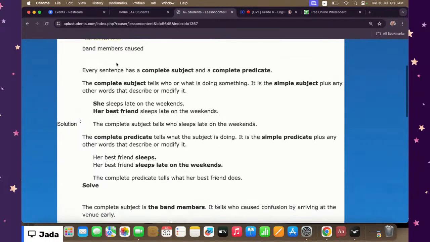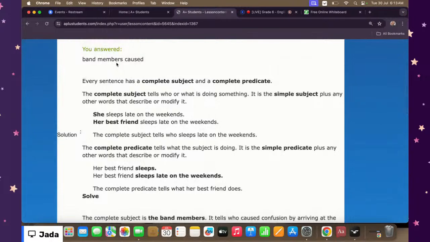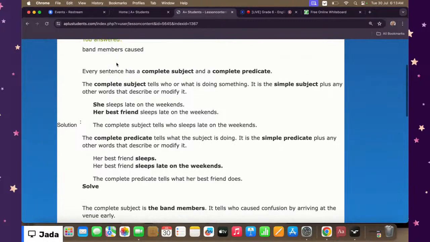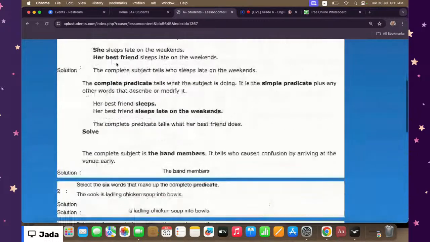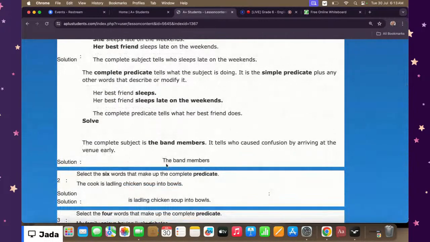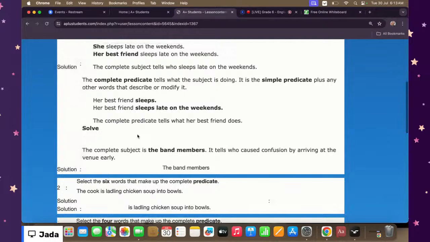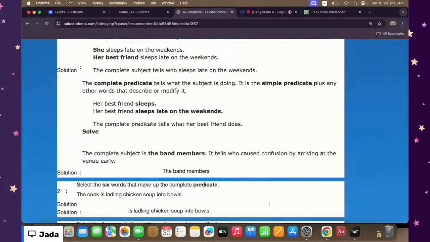Modify, not modity. Yes, it's modify. Okay? So we have the band members, which is the complete subject. All right, so let's go on.